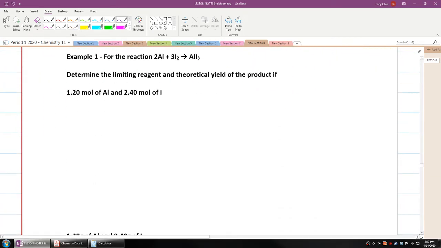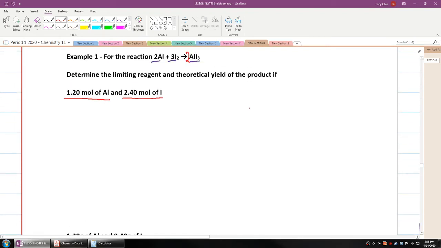Let's look at example number 1. In this reaction, you have aluminum reacting with iodine to form aluminum iodide. This reaction is not balanced because you need to put a 2 in front of the aluminum iodide to fully balance it. So you want to determine the limiting reagent and the theoretical yield of the product if 1.20 moles aluminum and 2.4 moles of iodine reacted.